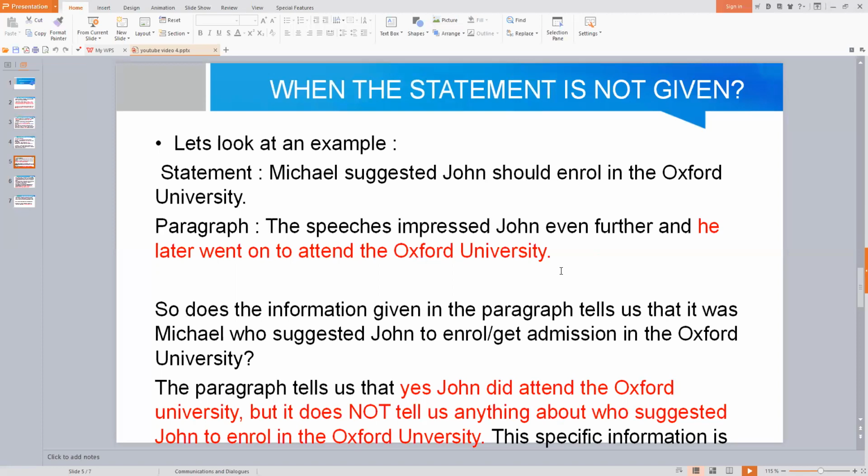So this specific information is not given. The specific information that the statement is telling us about is not given in the reading passage. It's not given in the reading paragraph. So the answer is that the statement is not given, and you will write "not given" on your answer sheet.